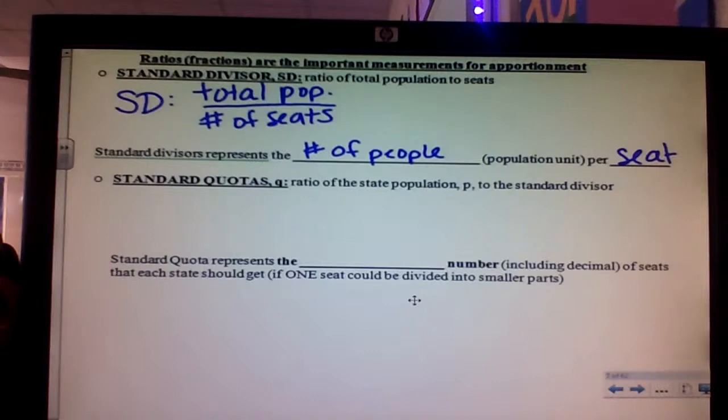So, how many people do you have to get 1 seat? Or how many people do you need to have 1 representative? This is what they use. Each state then is given a standard quota. When we went through and we said, child 1 gets 8.33 chocolate pieces, child 2 gets 4.33 chocolate pieces, those are your standard quotas. So to get your standard quotas, you take each state population and you divide it by your standard divisor.